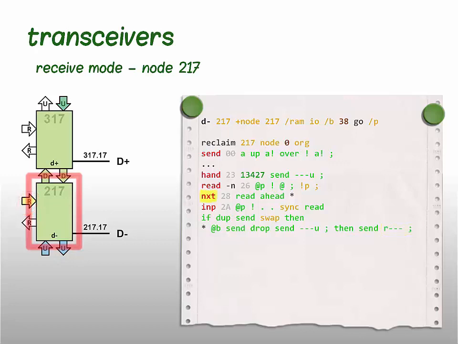Word next reads D plus line state from node 317 and jumps ahead in order to read D minus line state and send both values downstream. It then also jumps to up port, waiting for further instructions from node 117.